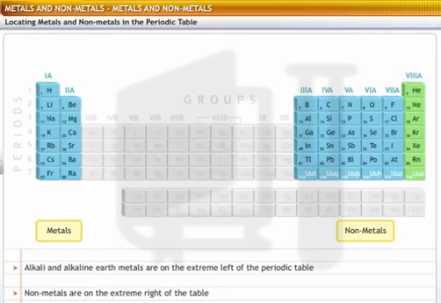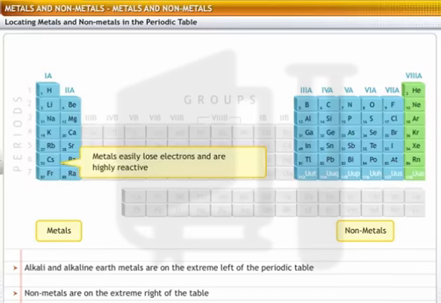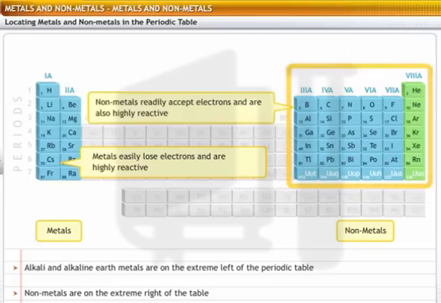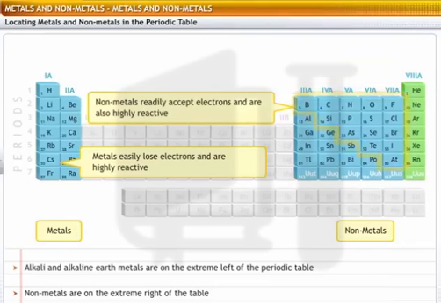For example, the elements on the extreme left of the periodic table are metals that easily lose electrons and are highly reactive. On the other hand, the elements on the extreme right are non-metals. They readily accept electrons and are also highly reactive. You will now learn about these properties in detail.